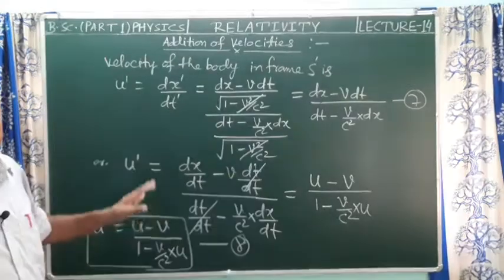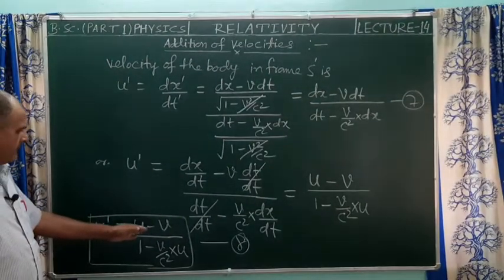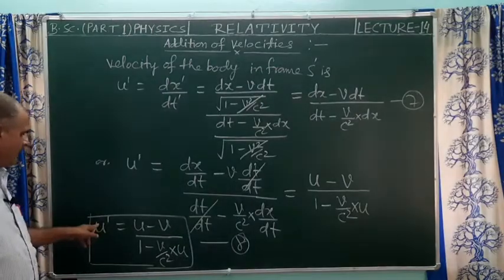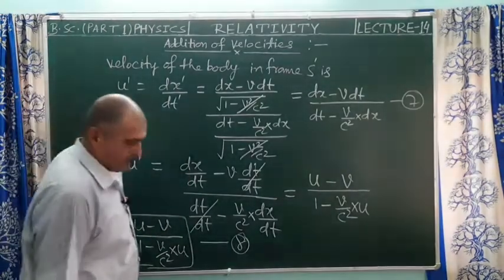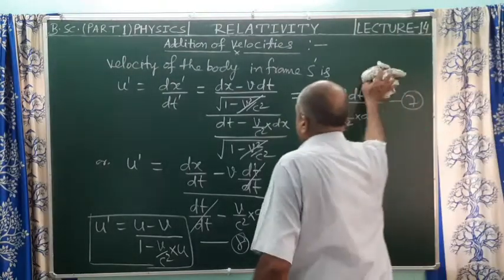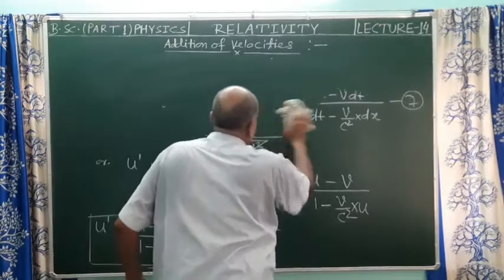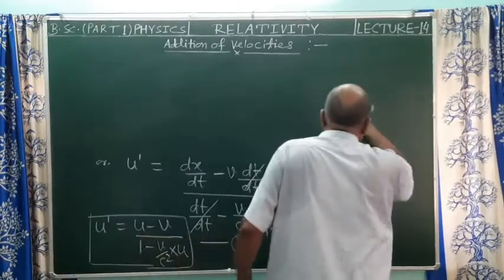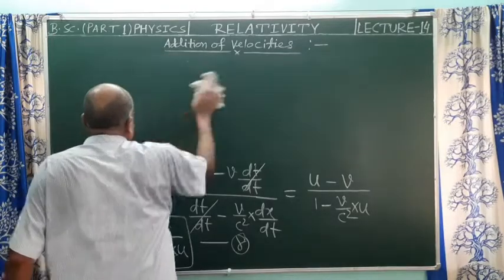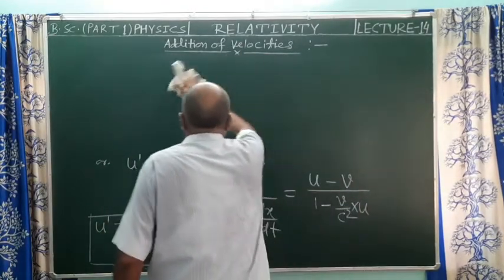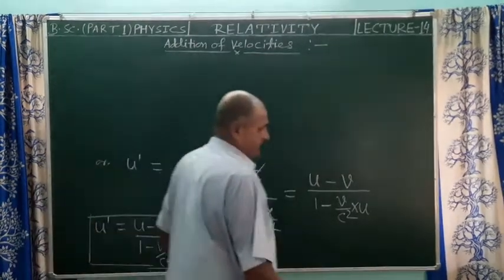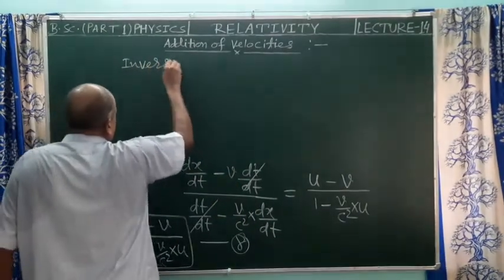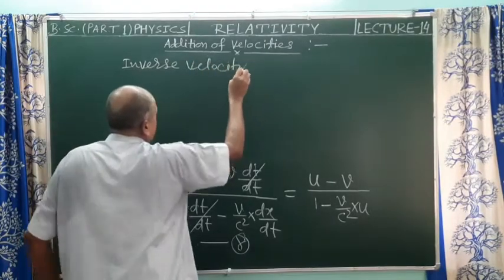We can also obtain the inverse velocity addition formula after replacing v by minus v, and u dash by u, and u by u dash. So after getting the relativistic formula for addition of velocities, we can obtain the inverse formula for addition of velocities also. Inverse velocity addition formula.